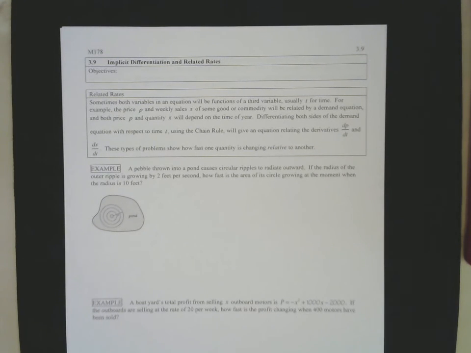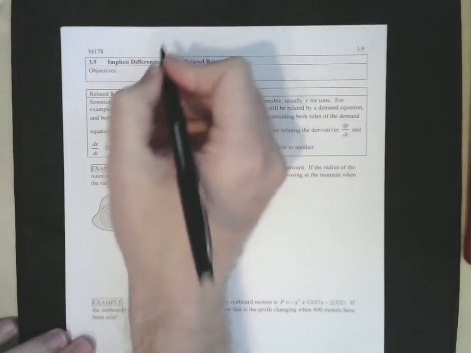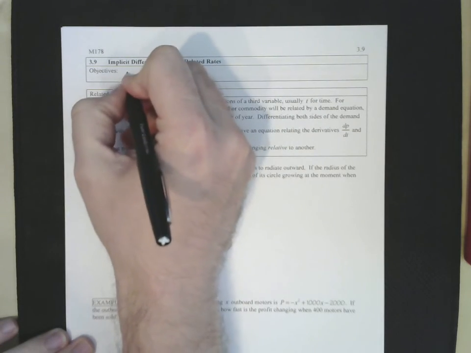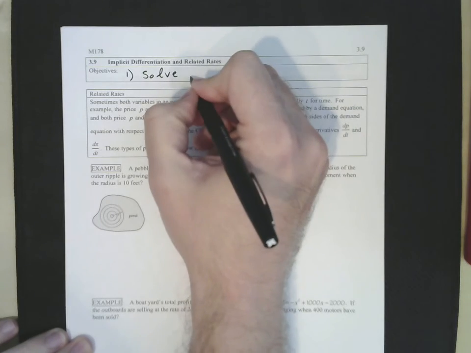Alright, we're in section 3.9. It's the end of chapter 3 for us. So it's called implicit and related rates. The book might just call it related rates. We'll talk in a second about why I'm calling it implicit differentiation and related rates. There's only one thing to do, and that's to solve related rates problems.